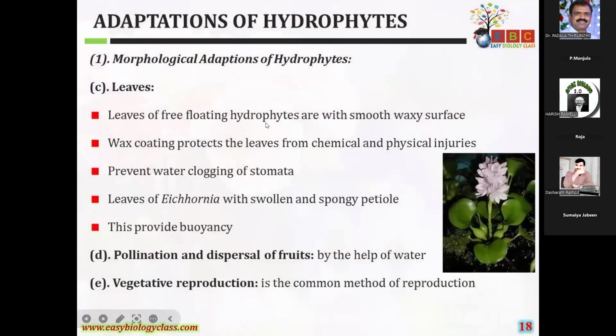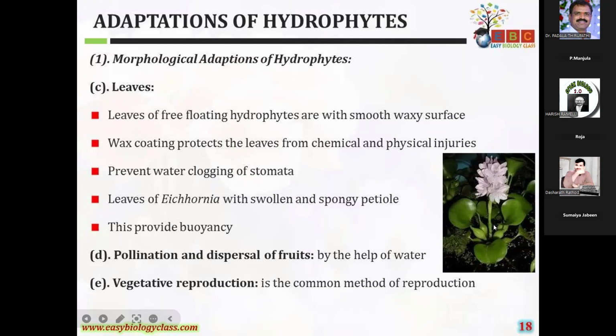So here the leaves of the free-floating hydrophytes have a smooth, waxy surface. Generally, when we observe the leaves of free-floating hydrophytes, they are smooth because of the presence of this waxy covering. This wax coating protects the leaves from chemical and physical injuries, and also prevents water clogging of stomata. Here the leaves of Eichhornia have a swollen and spongy petiole.